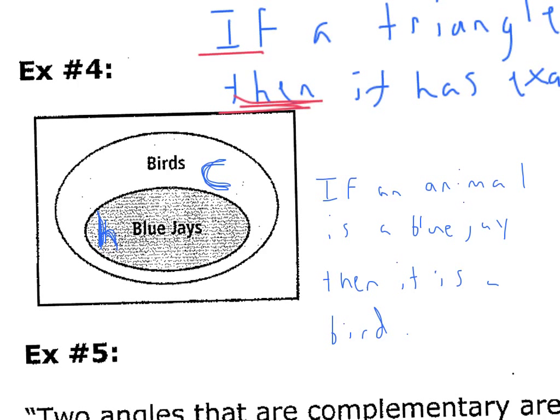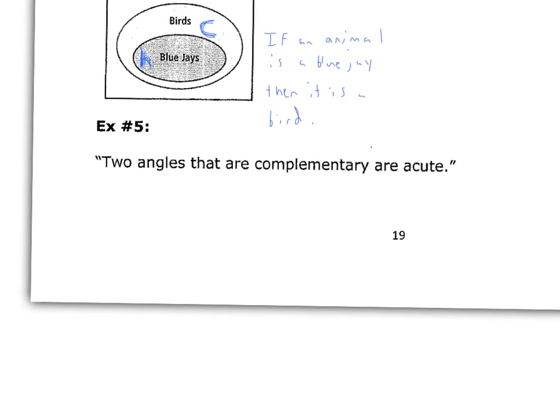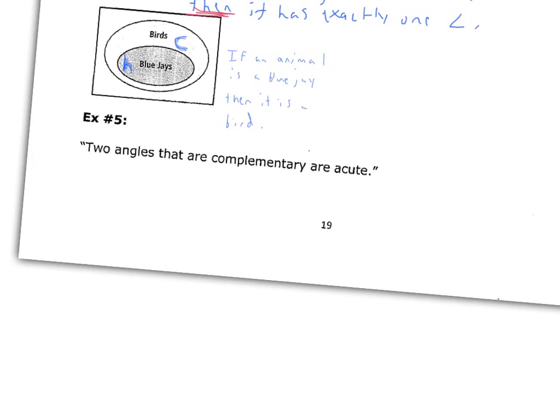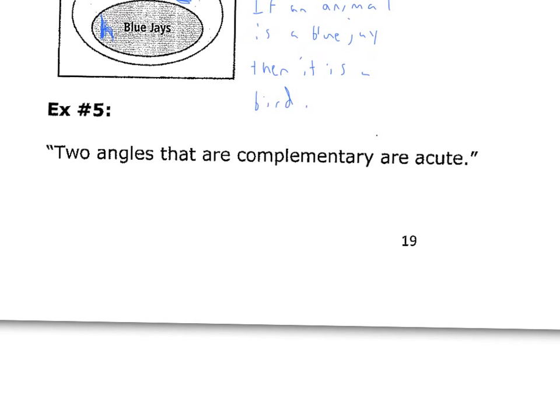Okay, so you hypothesized that you had an animal that was a blue jay, and because of that, your conclusion is that it is a bird. Okay, fairly straightforward. Just remember that your hypothesis inside, your outside is conditional. Okay, let's look at example number 5.